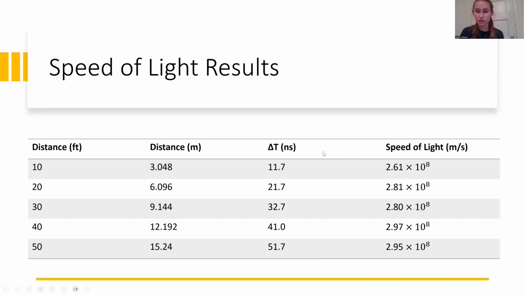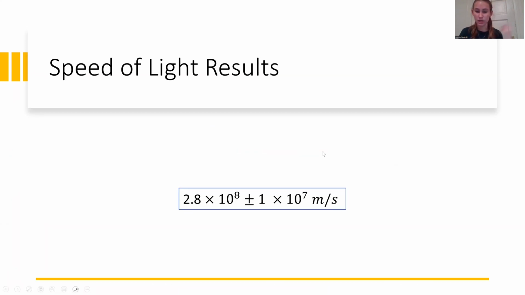But when we average our results, we get a speed of light of 2.8 times 10 to the 8th meters per second. And this result will be used in all future parts of this experiment for the speed of light.